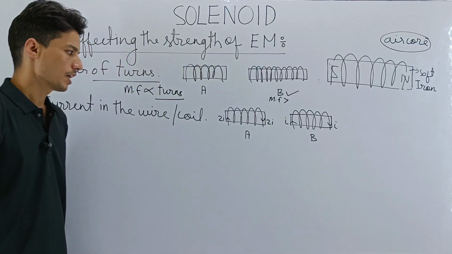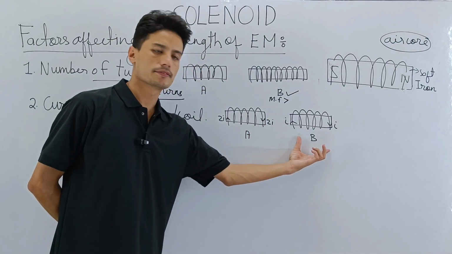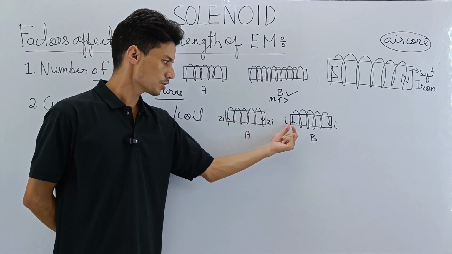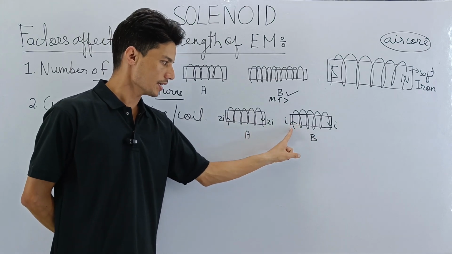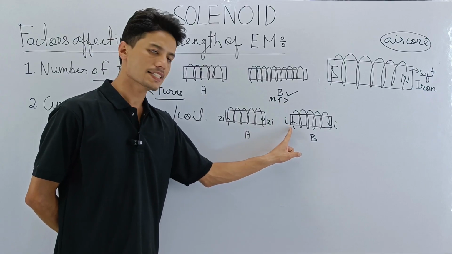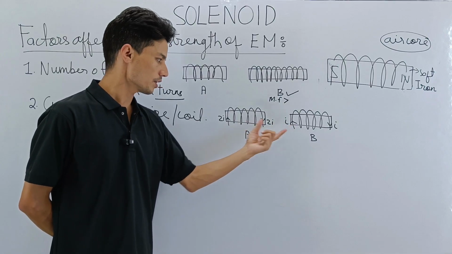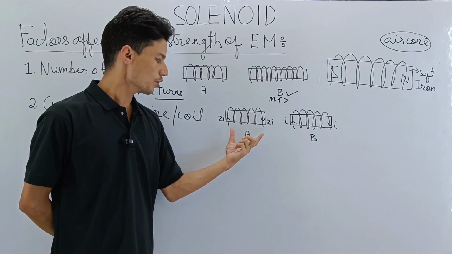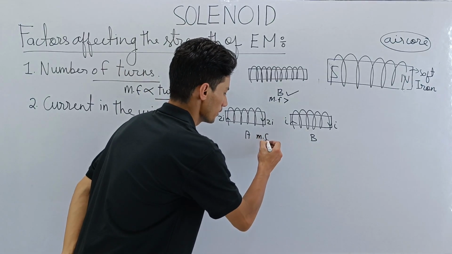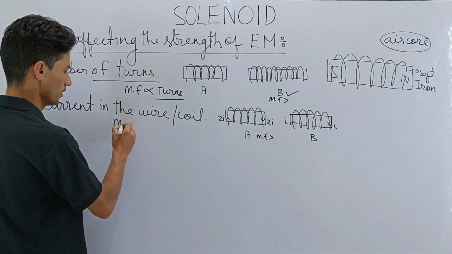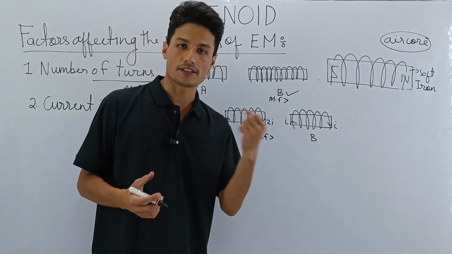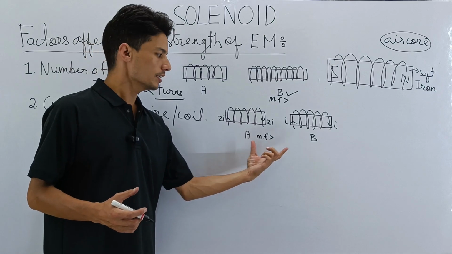Now you tell me, where is more current? Electromagnet A or electromagnet B? Correct again. More current is in electromagnet A. This is I only, so A has twice the current flowing in B. If I is 10, this will become 20. More current flowing means more magnetic field, means stronger magnetic field. So magnetic field is directly proportional to current. More current, stronger magnetic field. So electromagnet A is stronger than electromagnet B.